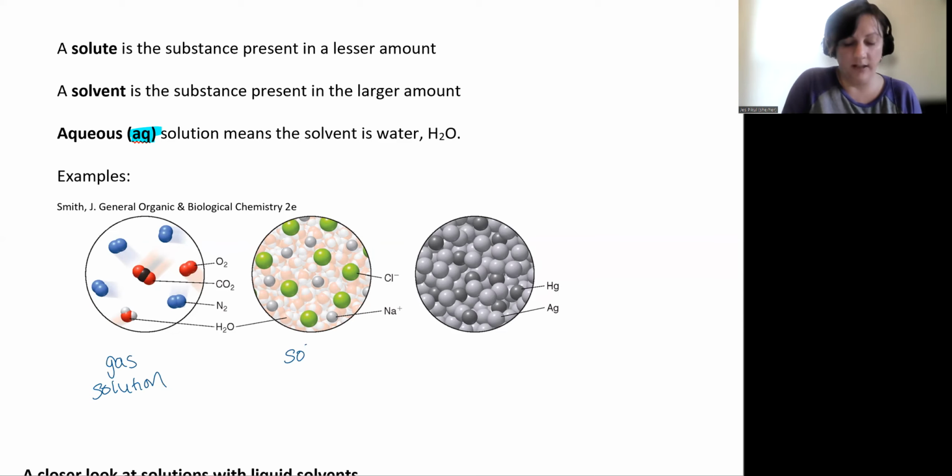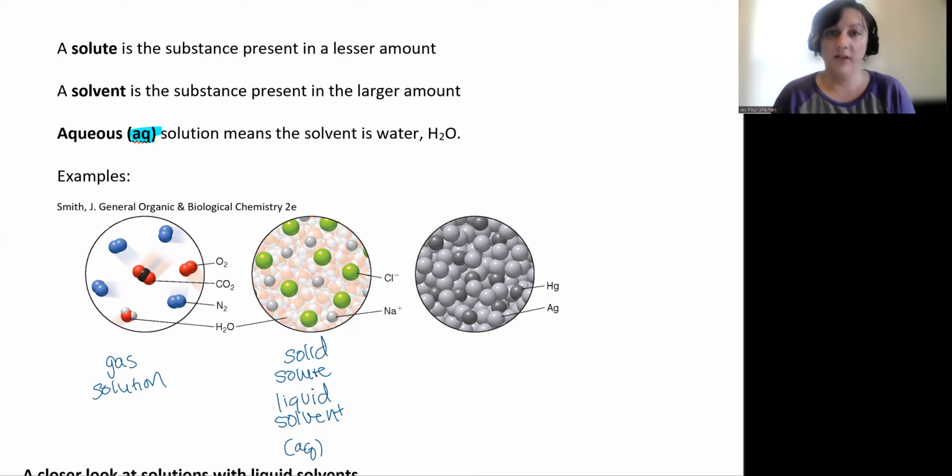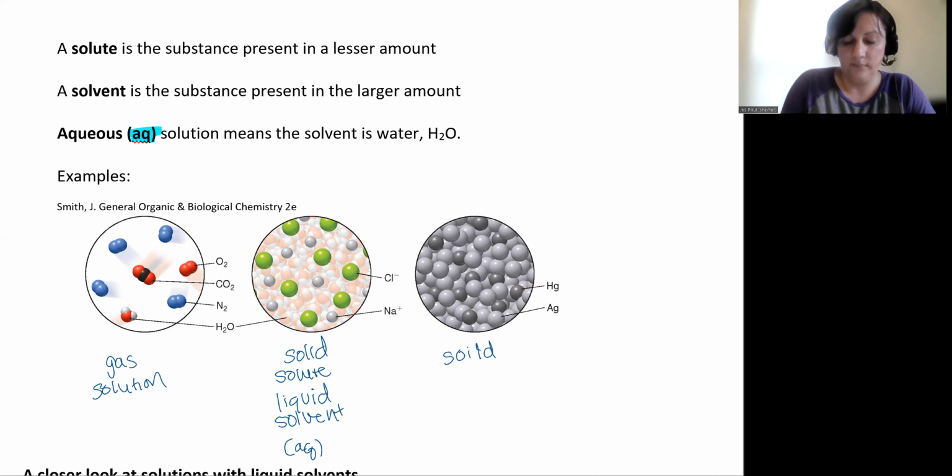And so this is a solid solute and a liquid solvent. And that liquid is water. So this one is actually aqueous. And then we also have another one here. This is another solid in a liquid, but these are both metals. Mercury is actually a liquid at room temperature. And so this is a solid dissolved in a liquid. Or actually, it looks like the solvent is actually the solid.